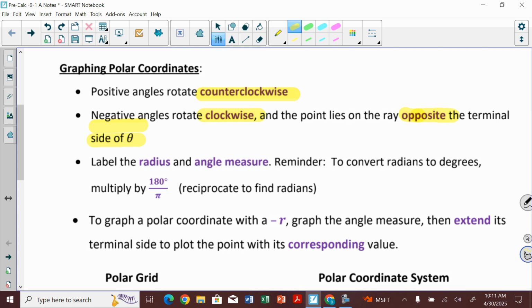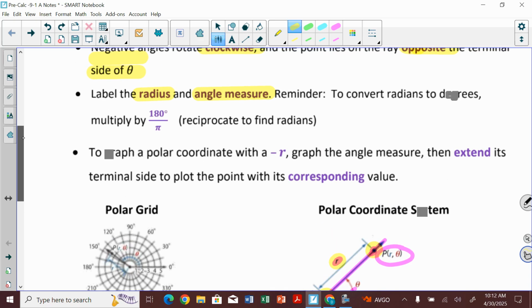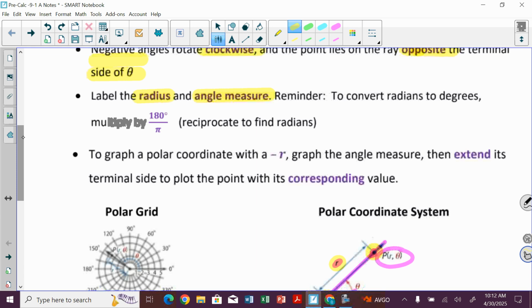All right, we're going to label our radius and our angle measure, because r basically stands for radius, since we're dealing with circular things. This distance from here to here, r, would be considered kind of a radius of a circle. Okay, let's keep going. And just to remember, if you want to convert radians to degrees, multiply by 180 over pi. And the opposite, if you want to find radians, multiply by pi over 180, the reciprocal, to get radians from degrees.